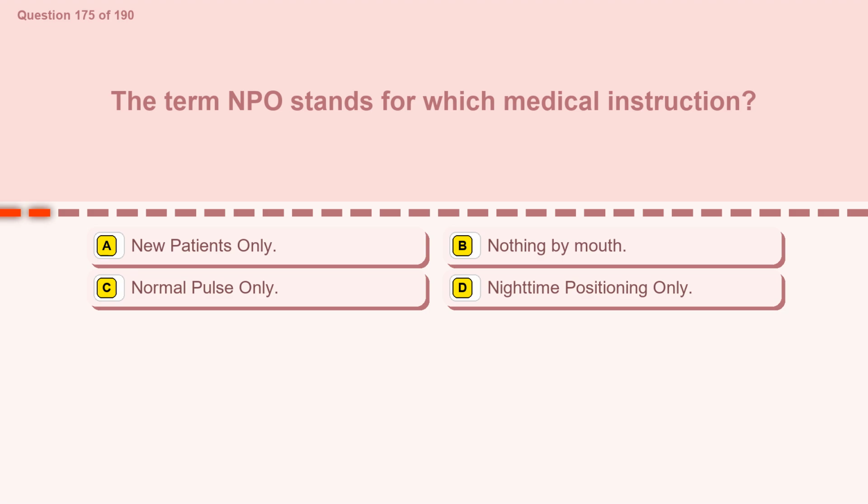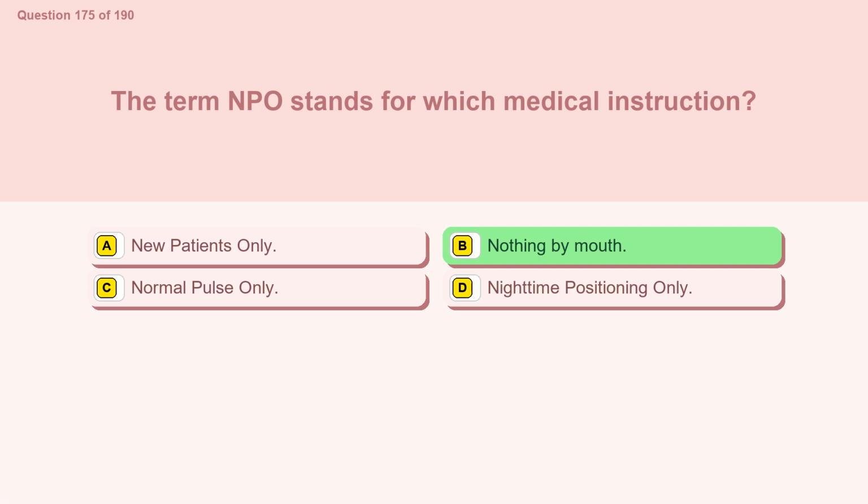Question 175. The term NPO stands for which medical instruction? Option A. New patients only. Option B. Nothing by mouth. Option C. Normal pulse only. Option D. Nighttime positioning only.